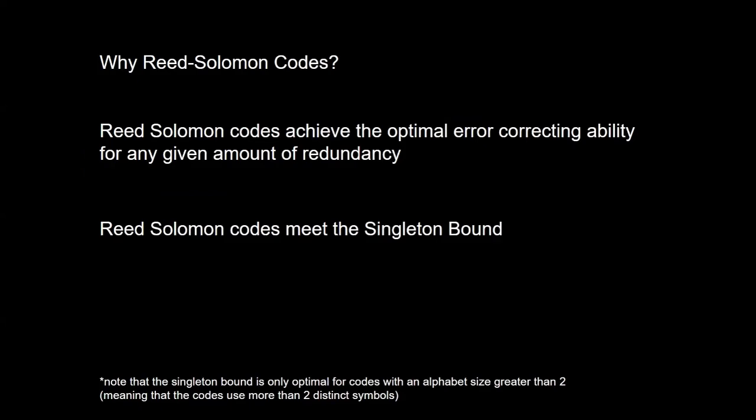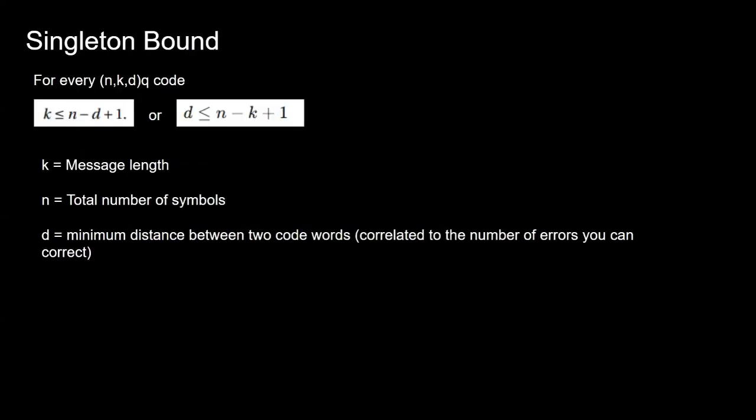So why Reed-Solomon codes? Well, for starters, one of the benefits of Reed-Solomon codes is that they can achieve optimal error correcting ability for any given amount of redundancy, which makes them very efficient and useful for devices like CDs. We know this because they meet what's known in coding theory as the singleton bound. The singleton bound states that for each (n, k, d) code, k is less than or equal to n minus d plus 1, or that d is less than or equal to n minus k plus 1.